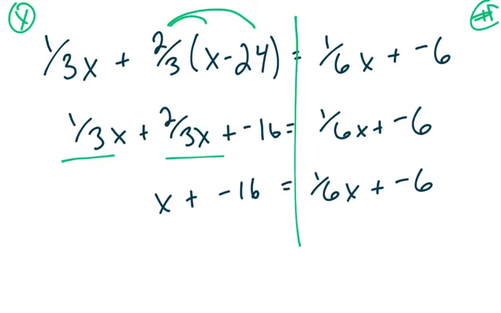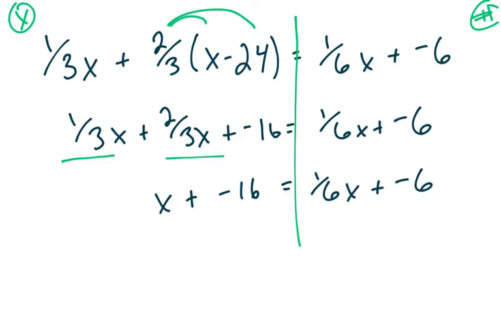Let's go ahead and look at number 24. I went ahead and did the first two steps for you. First of all, I drew my line on the equals and decided this would be my x side, this is my number side. Doesn't matter which side you pick, you'll get the same answer. And I went ahead and distributed that 2/3 out to an x and a negative 24. Keep in mind, that's a negative 24. And then I combine like terms in the next step. So 1/3 x plus 2/3 x gives me 1 whole x plus negative 16 equals 1/6 x plus negative 6.